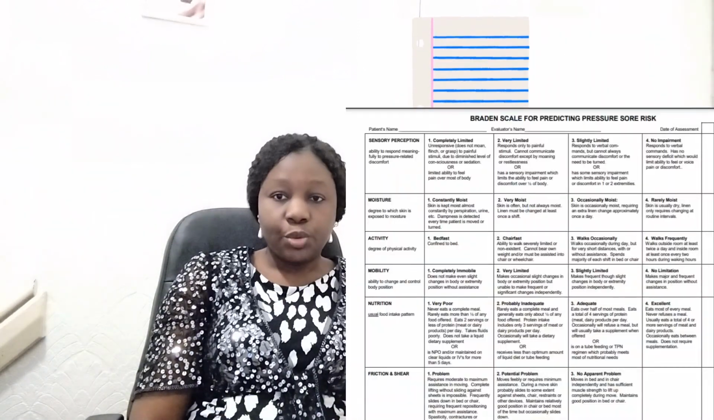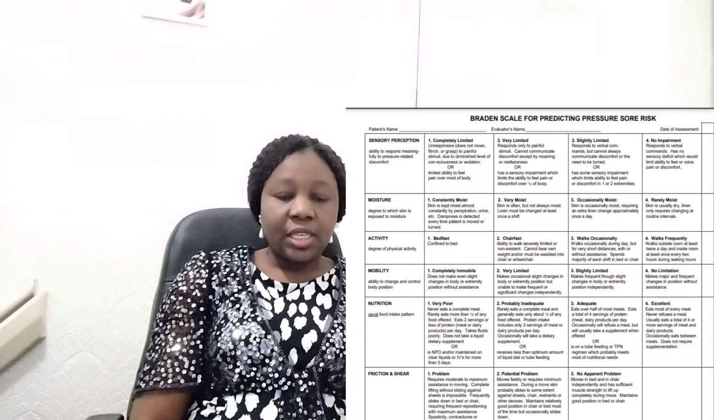I'm going to be reading the scenario, and then I'll be also solving the scenario as well. So in this station, you're going to have your question paper, you have your pen, and then you have what we call the Braden pressure ulcer risk assessment tool. All right, so I'm going to be reading the scenario now.